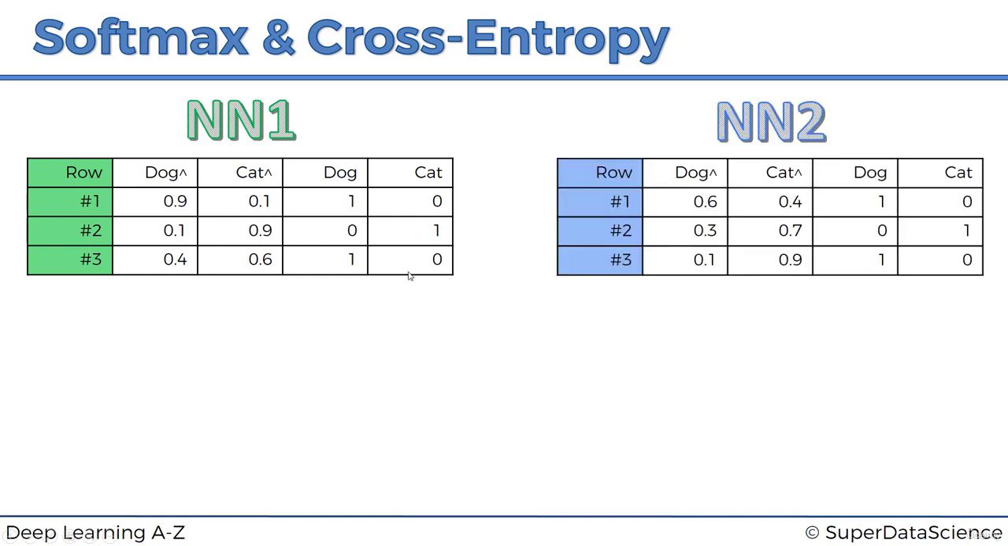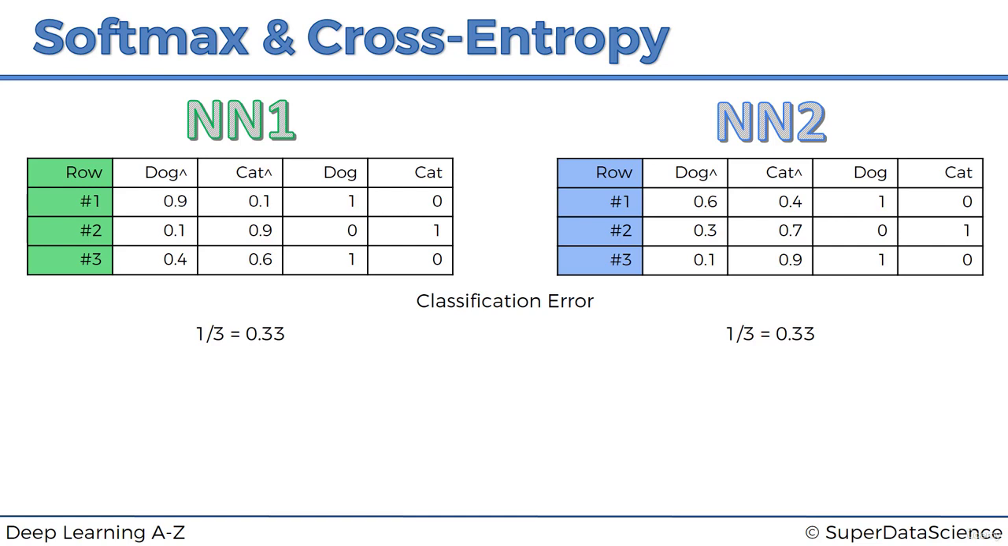And same for neural network number 2. So dog 60%, cat 40% in first image. That's what it predicted. Correct answer was dog, not cat, and so on. And so now let's see what errors we can actually get. So what errors we can calculate to estimate the performance and monitor the performance of our networks.